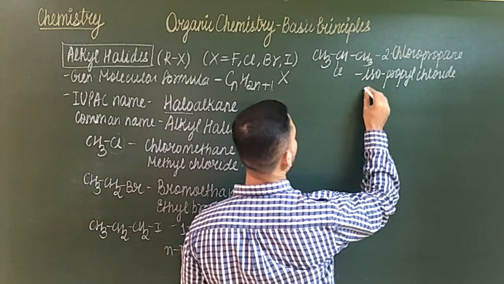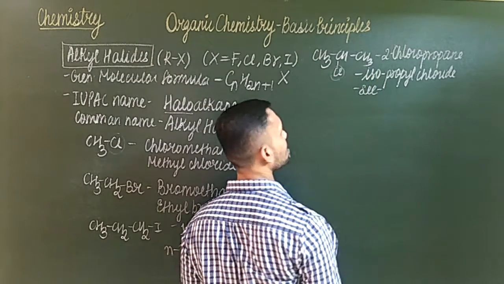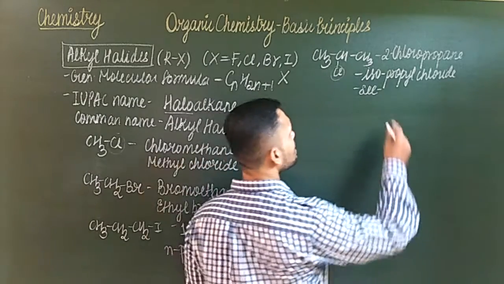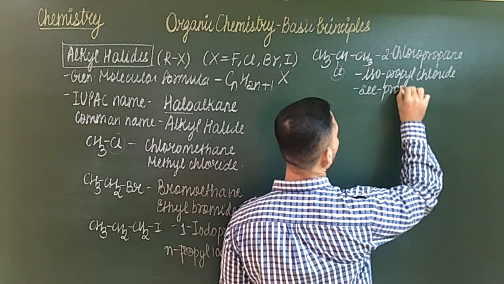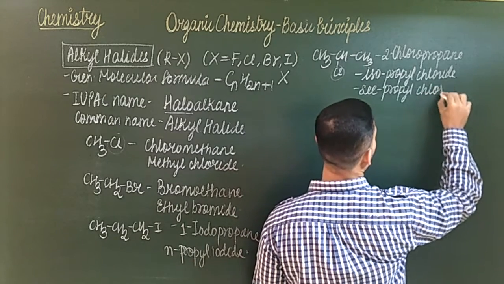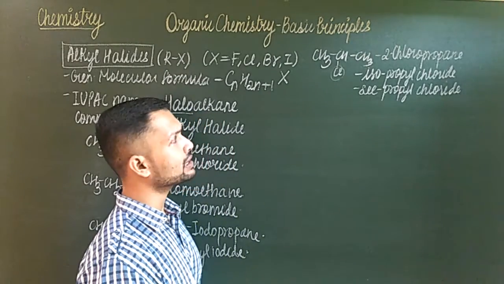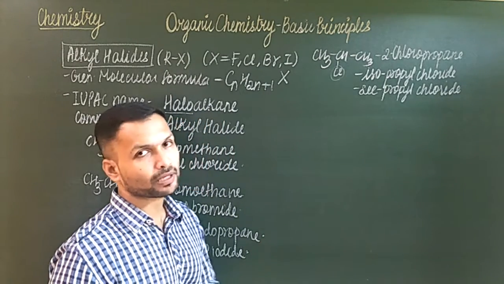This is only true for the case of propyl. You can also write it as sec-propyl because the functional group is attached to a secondary carbon, so you can also write sec-propyl. So in the case of propyl only, sec-propyl and isopropyl chloride both mean the same. Both mean the same only in the case of that propyl group.